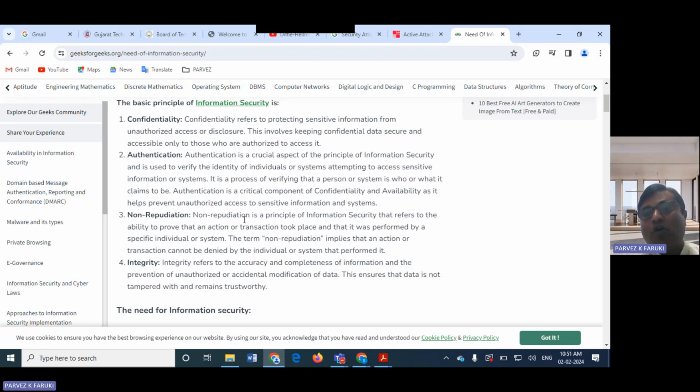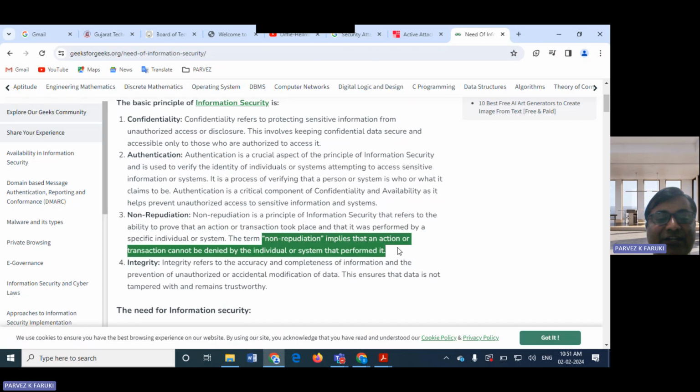When Alice logs on to Bob, Alice should not be able to repudiate that she didn't log on. That principle is called non-repudiation. So no one should be able to repudiate when they actually perform a particular transaction. So in plain terms, I would say non-repudiation implies that an action or a transaction cannot be denied by the individual or a system that performed it.